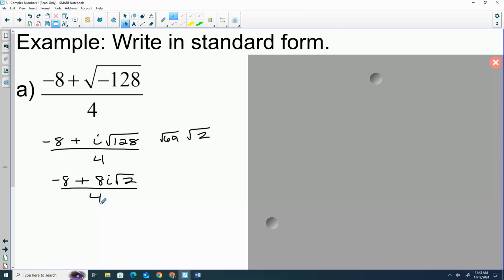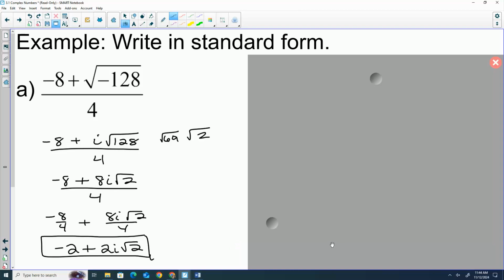But we can't leave our answer like this. So it's negative 8 over 4 plus 8i radical 2 over 4, which reduces to negative 2 plus 2i radical 2. Any questions there?